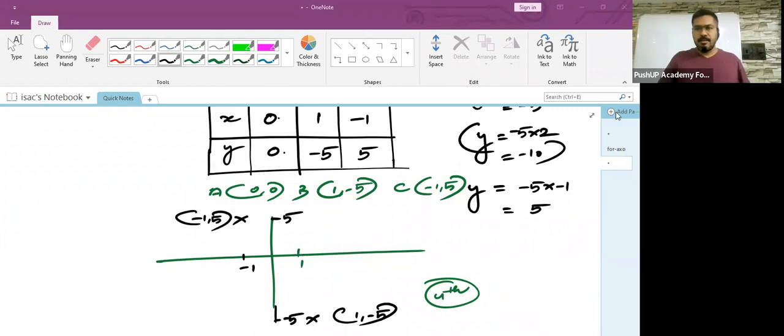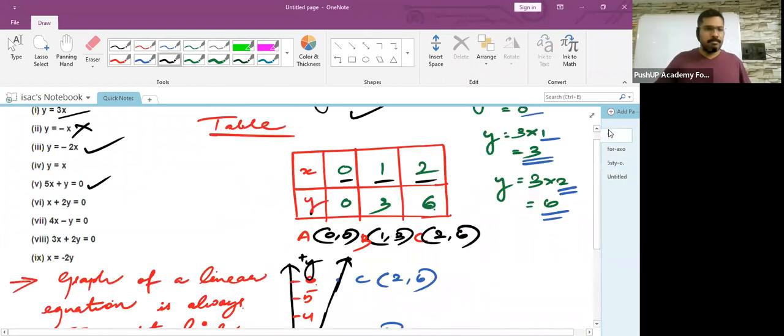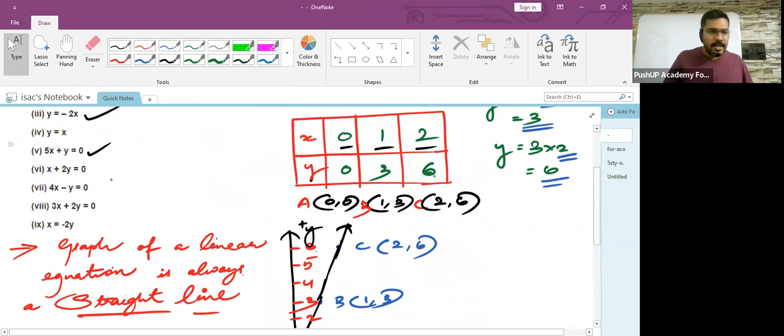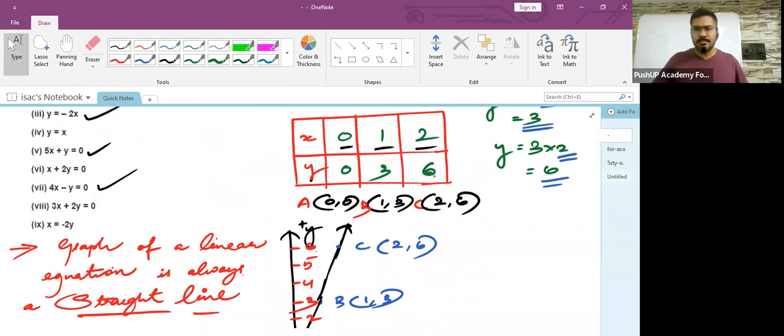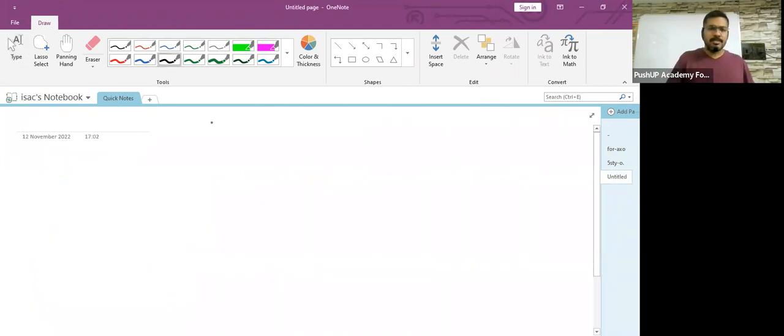All right. Let's do the next one. I will take the seventh equation, 4x minus y is equal to 0.